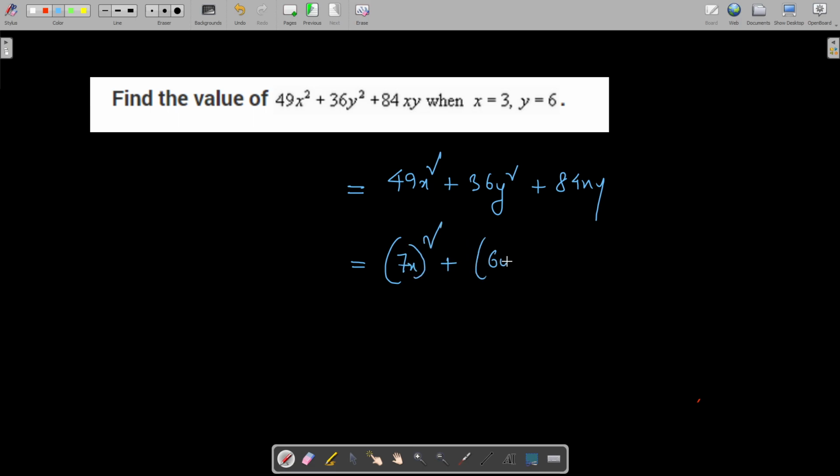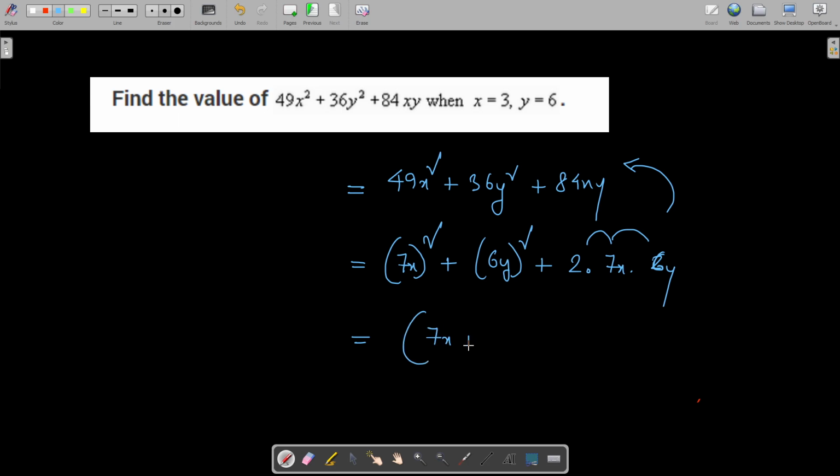36y square, we can write 6y whole square. And we've got a square plus b square. What should be the next value? It should be 2 into a, which is 7x, into b, 6y. Now let's see, we'll multiply. 2 sevens are 14. 14 into 6 is 84, right? So it's exactly giving us this. So I just wrote it in a different way so that it resembles one of the algebraic identities. So it's a plus b whole square.